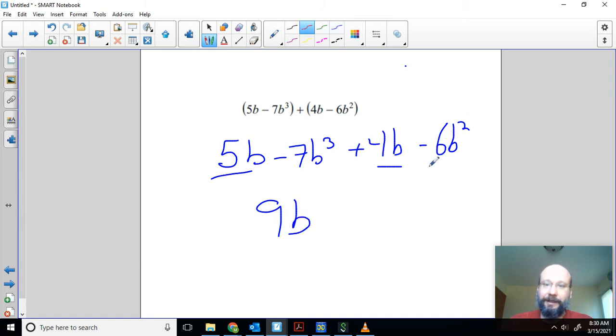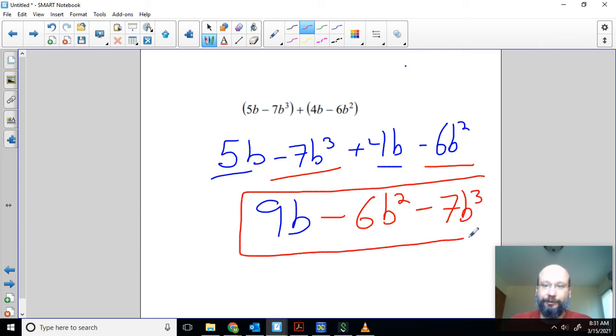I have a b squared. This is a b cubed. They're not like terms. So there's nothing to add to this one. So it just comes down. And there's nothing to add to this one. So it just comes down. And for this particular question, this would be my final answer, because these aren't like terms, so I cannot combine them.